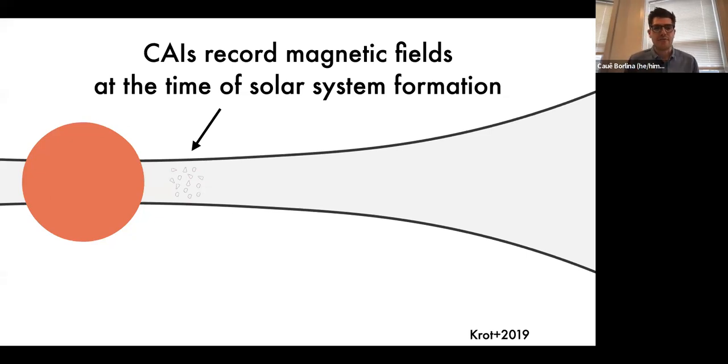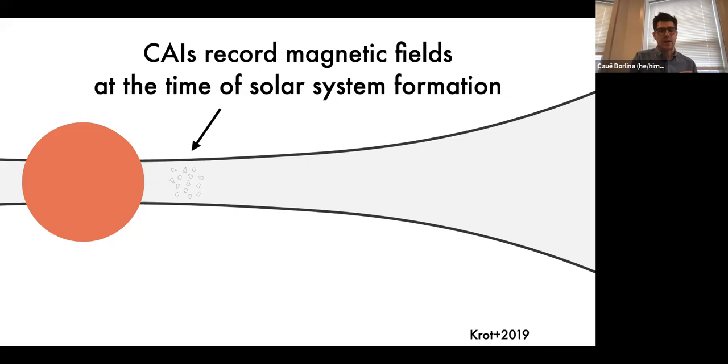CAIs have been proposed to form close to the sun. There is mineralogical and isotopic evidence that suggests that CAIs formed in regions very near to the sun. There is, however, a problem, or maybe an observation that needs to be explained, which is that the majority of CAIs are observed in meteorites that formed in the outer solar system.